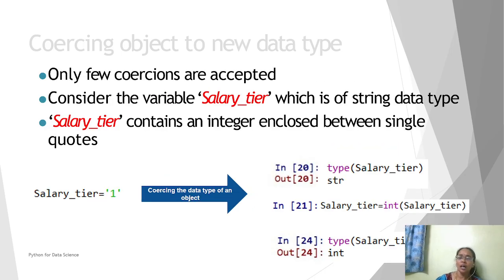Consider another variable, that is salary_tire. If I mention it in single quotes or double quotes, it will be considered as a string, it won't be considered as an integer. If I want to convert, I have to convert this salary_tire into int, then only I will get the output as int.